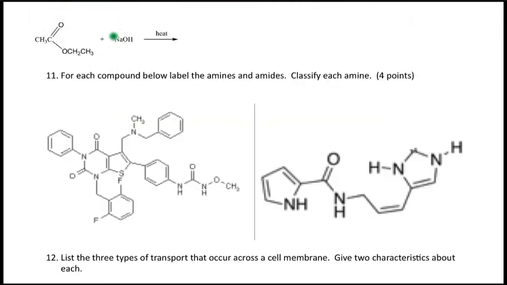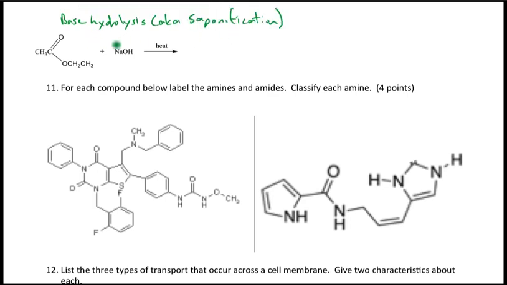Now, the second reaction here, this is a base hydrolysis, also known as saponification. So it's a hydrolysis. We're still breaking apart. Lysis is like to break in Greek or Latin. I think Greek. Doesn't really matter. What's going to happen? You can imagine the molecule getting cut right there.